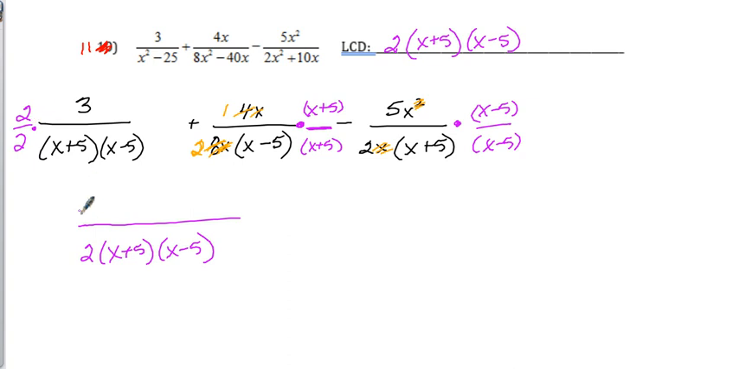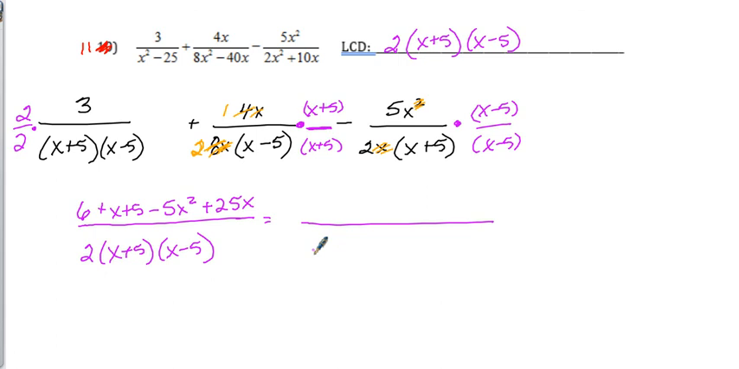2 times 3, that's easy, that's 6, plus, now this is a 1, because all this stuff canceled, so 1 times x plus 5, so we can just do plus x plus 5, minus 5x times x minus 5. So minus 5x times x, minus 5x squared, minus 5x times negative 5, that's plus 25x. If you needed to do this in a couple more steps to keep your work straight, that's completely fine. If you need to pause the video to see how those cancellations worked out, that's certainly fine as well.